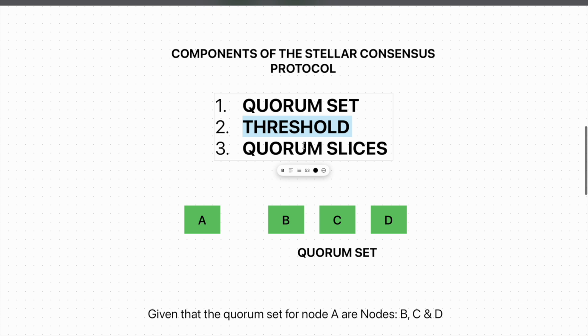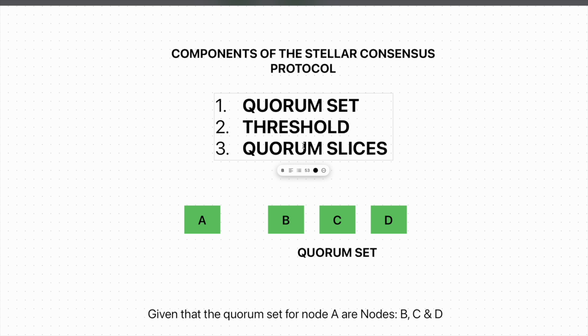Now, all of these make up the components of the Stellar Consensus Protocol, because everything that happens within the protocol depends on these 3 things. So the quorum set must first be gotten by every single node, as part of the trusted nodes of that node. Then there must be a threshold for that node, and there must also be a quorum slice that matches the threshold from the quorum set.